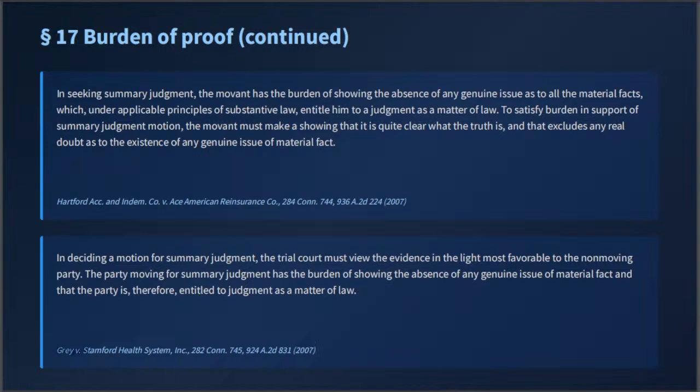And this is Gray versus Stamford Health System, again in Connecticut, 2007. In deciding a motion for summary judgment, the trial court must view the evidence in light most favorable to the non-moving party. The party moving for summary judgment has a burden of showing absence of any genuine issue of material fact, that the party is, therefore, entitled to a judgment as a matter of law.